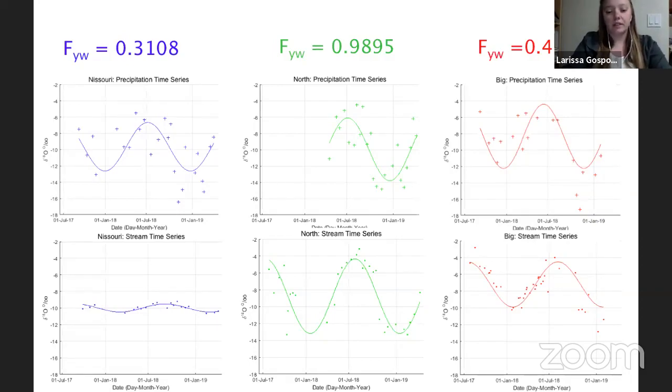So when we calculate the ratio of amplitudes of stream against precipitation, this gives us what's called a fraction of young water, and essentially tells us on an annual basis what proportion of that water is attributed to the young water, so precipitation. So when we look on the right side in the blue there, it shows us Missouri, and this had the smallest annual contribution of young stream water. This contrasted greatly with North, which is in the green in the middle slot there, which had a very, very high proportion of young water.